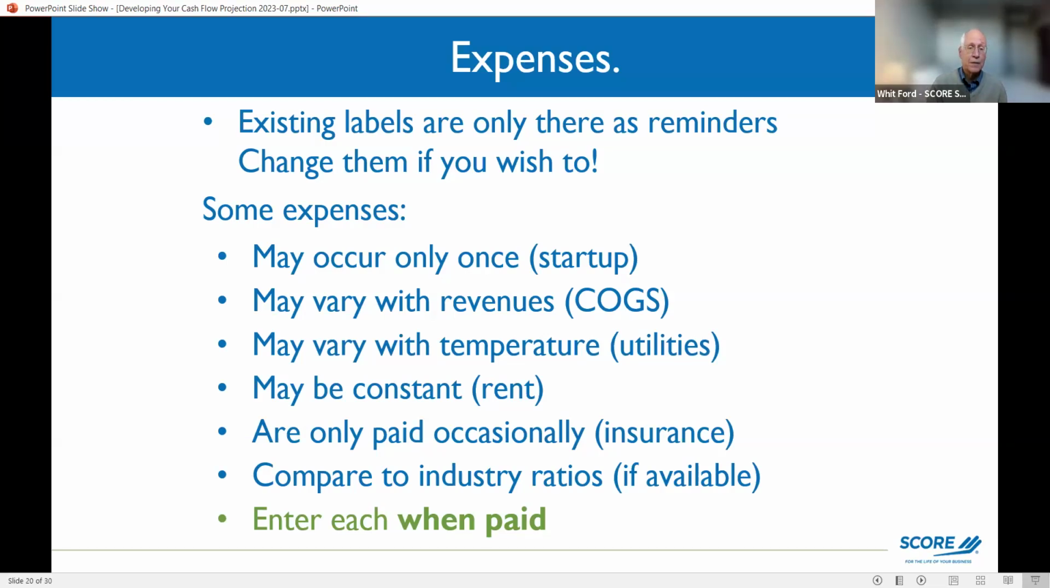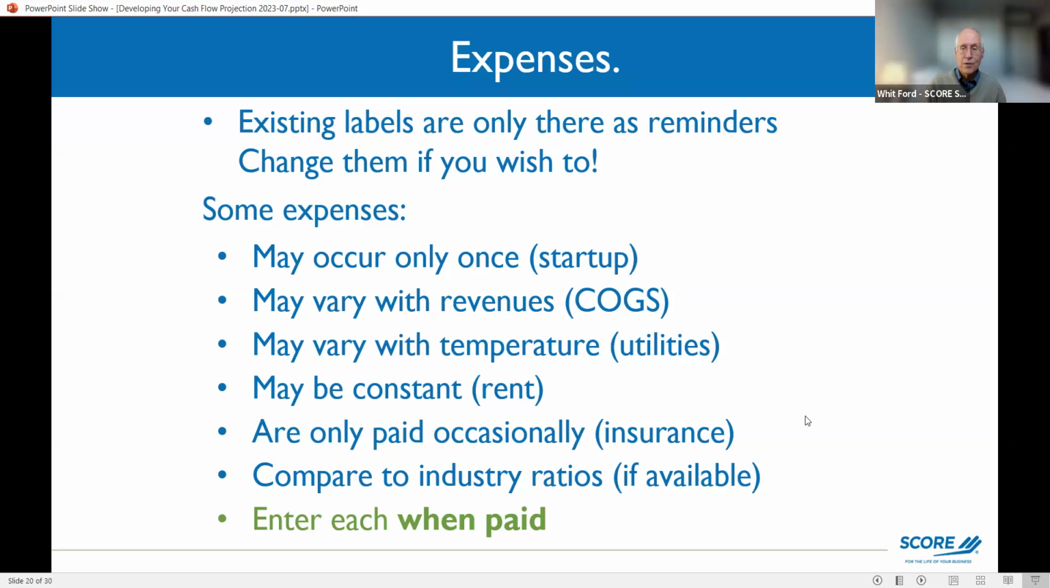Some insurance companies bill twice a year instead of monthly or once a year. So once again, you want to have payments reflected when they occur, not just spread evenly across all 12 months if you don't have to pay them evenly over 12 months.